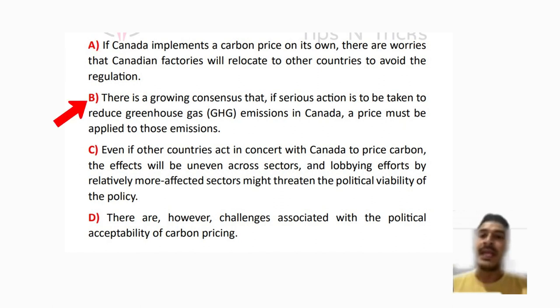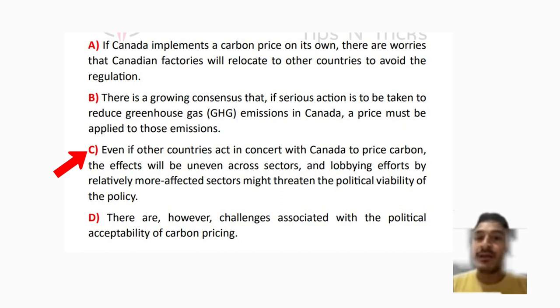Moving further, in the B option, there is a growing consensus that if serious action is to be taken to reduce greenhouse emissions in Canada, a price must be applied to those emissions. So here you can see the word if is also present in this option. But before if, you can see we are talking about there is a growing consensus that if serious action. So this option may be an independent sentence, but we have to read all the options first.